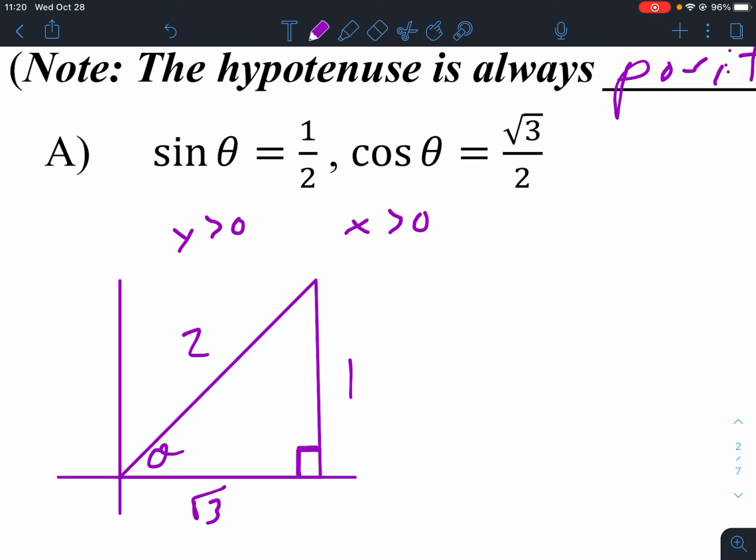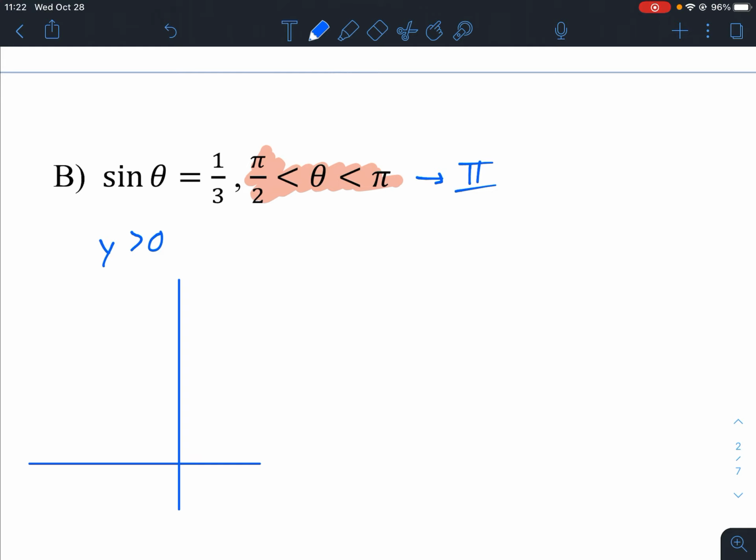Problem B, the sine is 1/3, so remember that means y is positive. But actually this pretty much tells you what quadrant to draw it in. Think about your coordinate plane. What quadrant lies between pi/2 and pi? That would be the second quadrant. So draw your triangle in the second quadrant. Put theta near the origin.